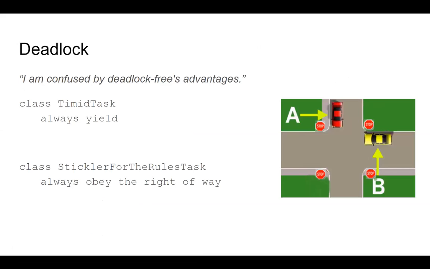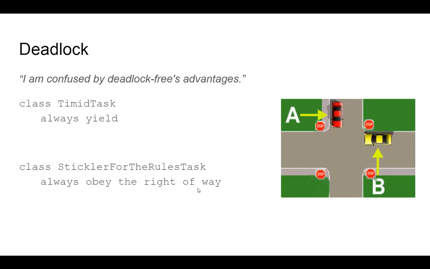Let's talk about this really quickly. We will cover it more soon. I'm confused about deadlock freeze advantages. So what is deadlock? My quick example for this is I want you to imagine two tasks that have come up to an intersection, and one of them is a timid task, and that task always yields. It will never go. It's going to wait until everyone's gone before it goes.